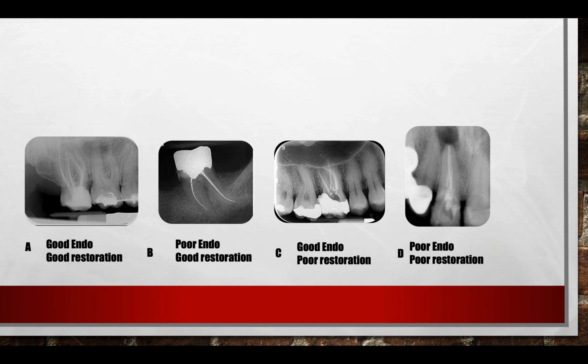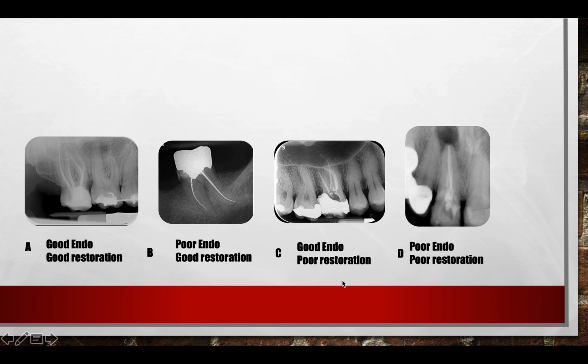But when you have the opposite, if you have a really good, nice root filling, but the coronal restoration is poor, the success rate will be lower, around 40%. And when both the coronal restoration and the endodontic treatment are poor, the success rate is around 18%, as you can see in radiograph D.